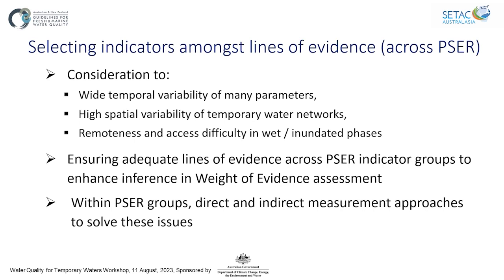All right, so when we select our indicators across the PSCER framework, we're going to be faced with, as I said, the high spatial and temporal variability and the likelihood of access difficulty. So with this in mind, variability, of course, has the potential to mask water quality inferences. So having a very good balance of indicators across the pressures, stresses and receptors is going to increase confidence in our assessments. So we need direct and indirect measurement approaches to address these issues.